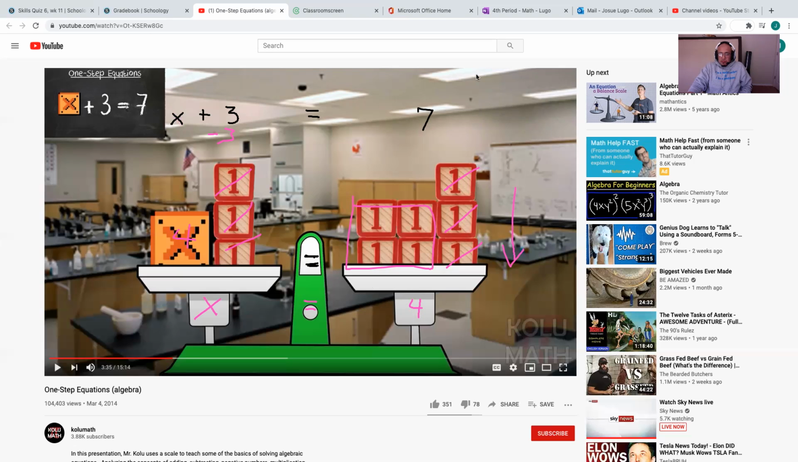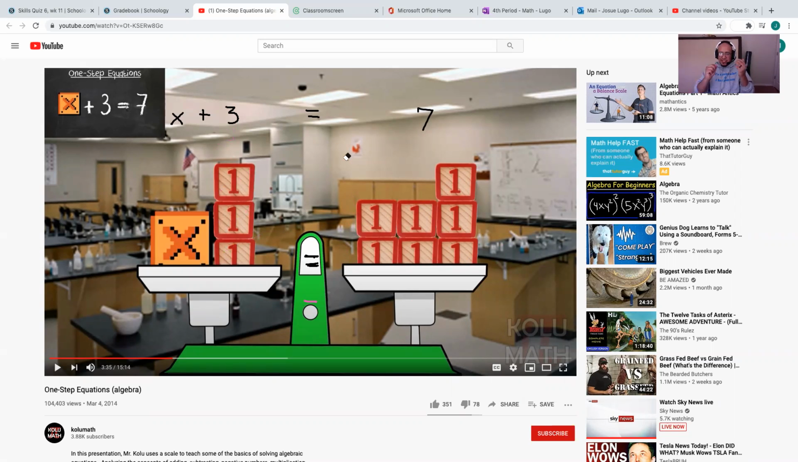Now, it may seem a little obvious, but yes, this is exactly how we solve equations. In fact, let me do this one more time, just for those of you that are a bit lost, or just to see it again. Really, again, we start off with x plus 3.